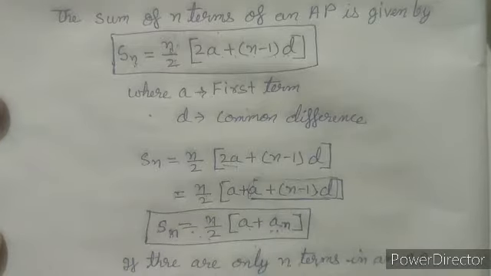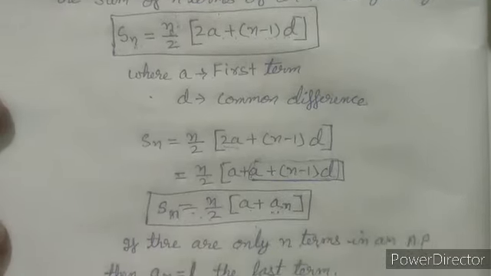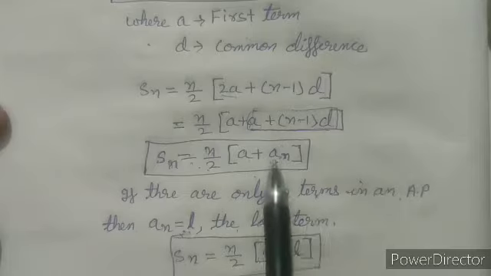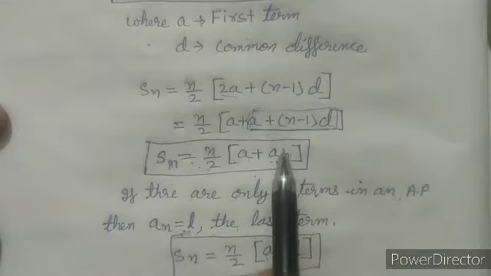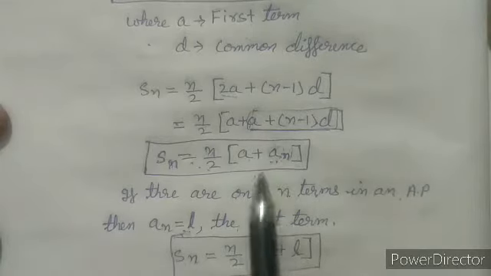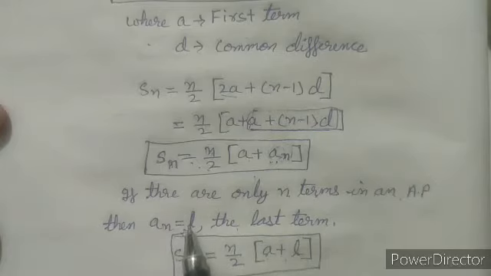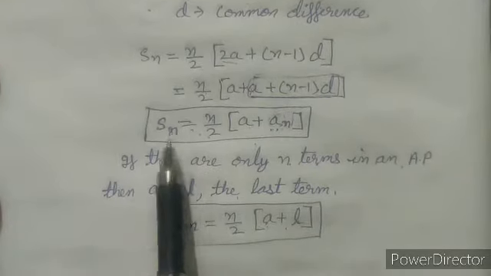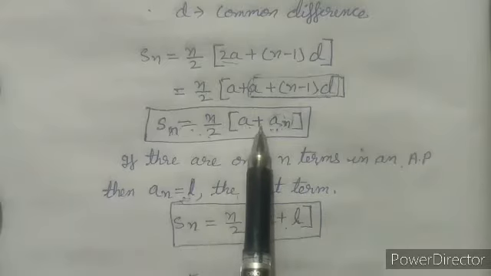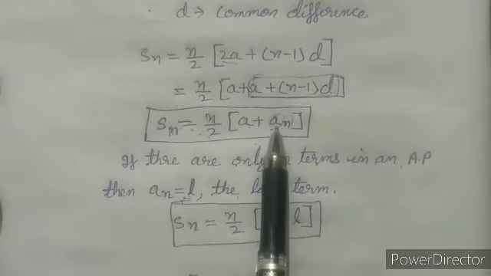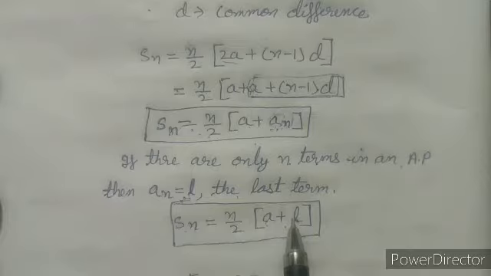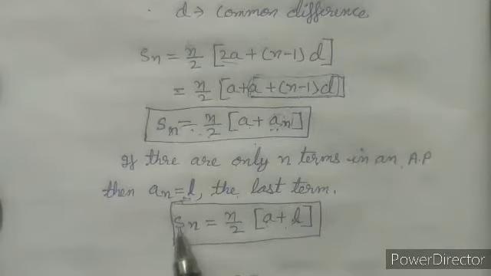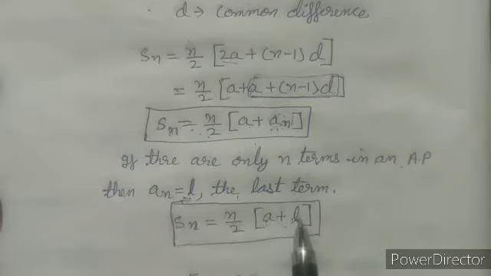to find its sum. Now if there are only n terms in the AP, then an will be the last term of the AP, and the last term of the AP here I have taken as L. Then Sn can be written as n upon 2 into a plus an, and an was the last term, so in place of an we can write it as L. And then the sum of the n terms of the AP will be given by Sn equal to n upon 2 into a plus L.